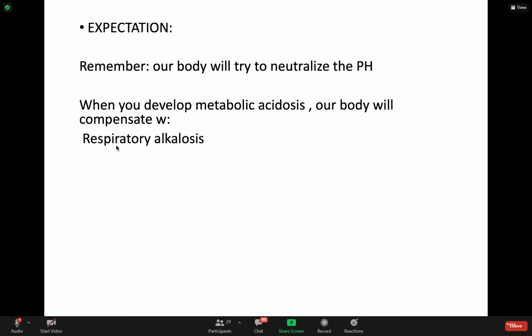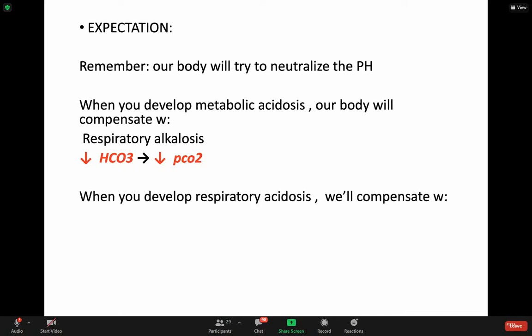Yes, so صحيح. So you will have respiratory alkalosis. So when you have low bicarb, the compensation should follow the same arrow, صح ولا لا? The same direction of the arrow. So I have to have low PCO2 in order to try my best to compensate for that. طيب. So when you develop respiratory acidosis, خلينا نقول, you will compensate with what, guys?